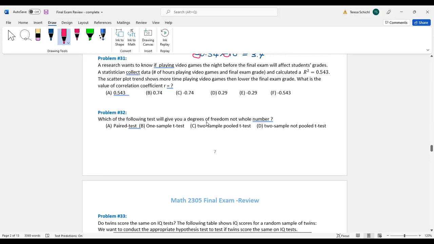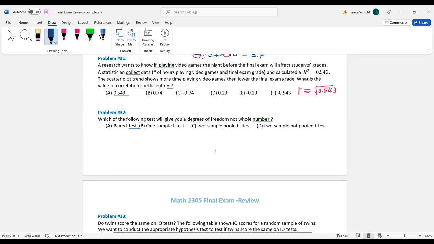Okay, so I know the R square is 0.543. R square is the square of the R. So in order to find the R, I'm going to take the square root of 0.543, because I know the R can be negative or positive.